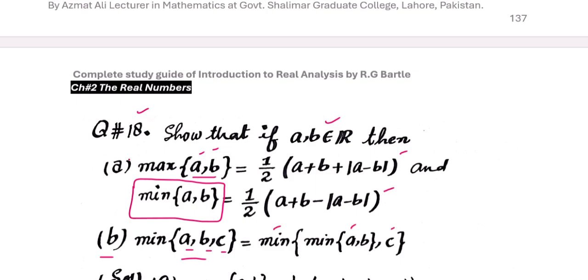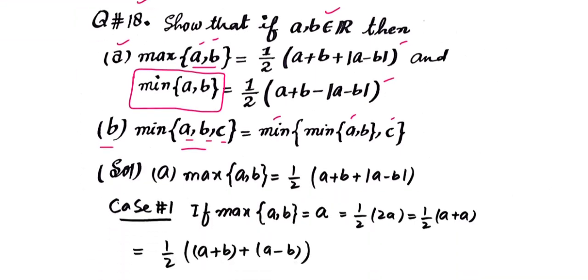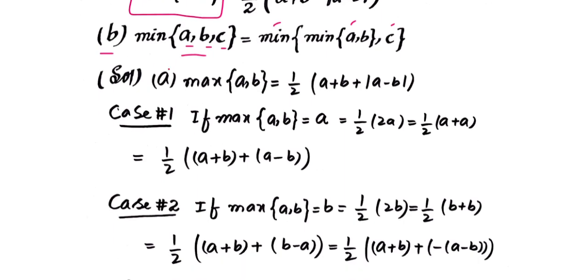So firstly we start from part a. I will prove this part in two ways. In part a we have to show the maximum value of {a, b} is 1/2 (a + b + |a - b|). I will consider two cases. Case number 1: if the maximum value of the left hand side {a, b} is a, we can write a by dividing and multiplying by 2. We have 1/2 (2a). The inner expression 2a can be written as a + a. By adding and subtracting b, we have (a + b) + (a - b).